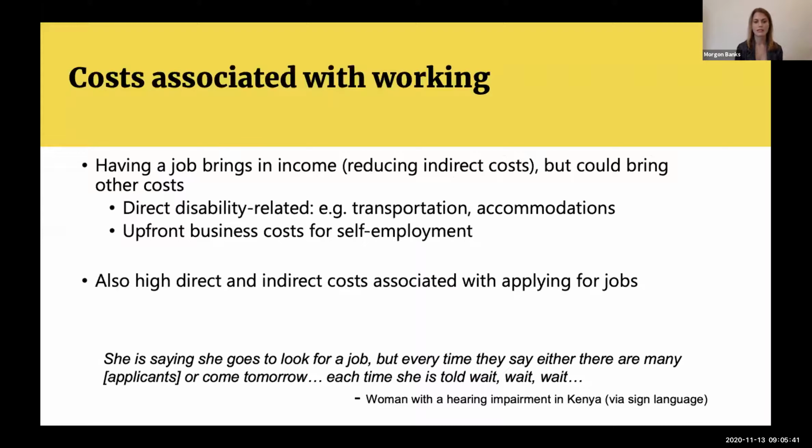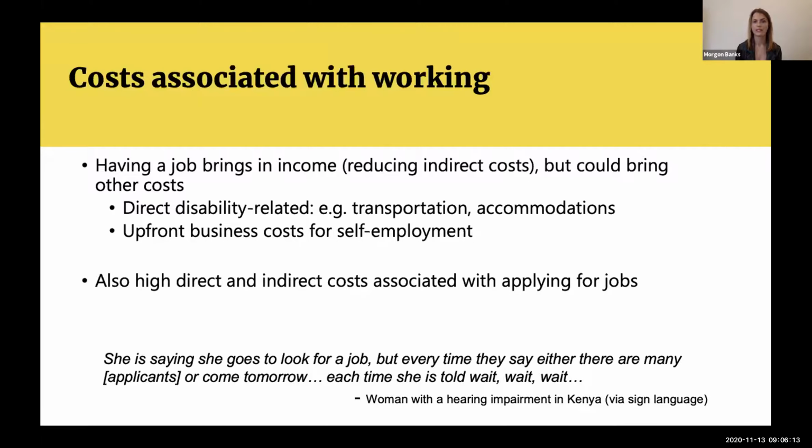I also wanted to emphasize that there were costs associated with working. I think there's often a thought that when someone is working, this is purely positive. However, working was not a zero cost endeavor. While having a job brought in additional income, which reduces indirect costs, it could also bring other types of costs. For example, there were disability related costs. The consumption of transportation went up. Sometimes people needed to pay for accommodations themselves out of pocket.